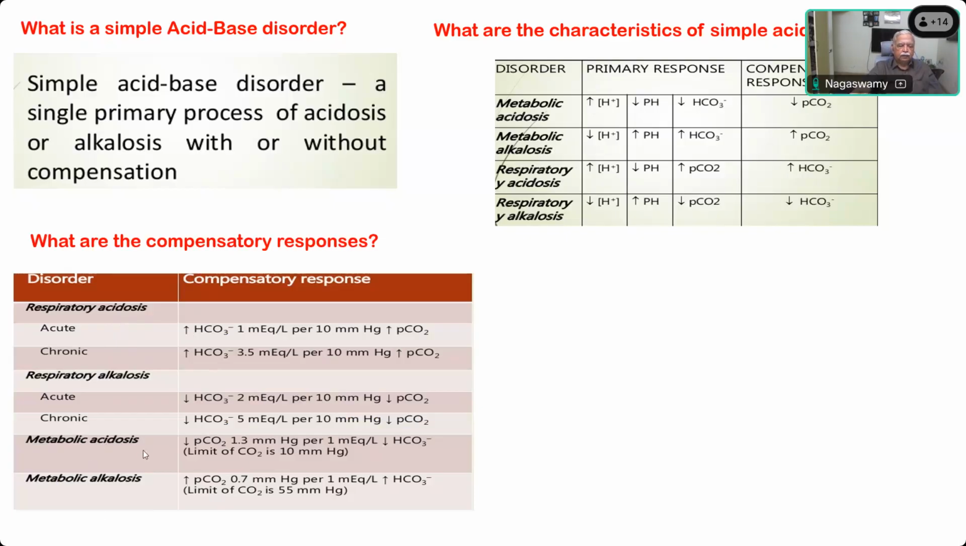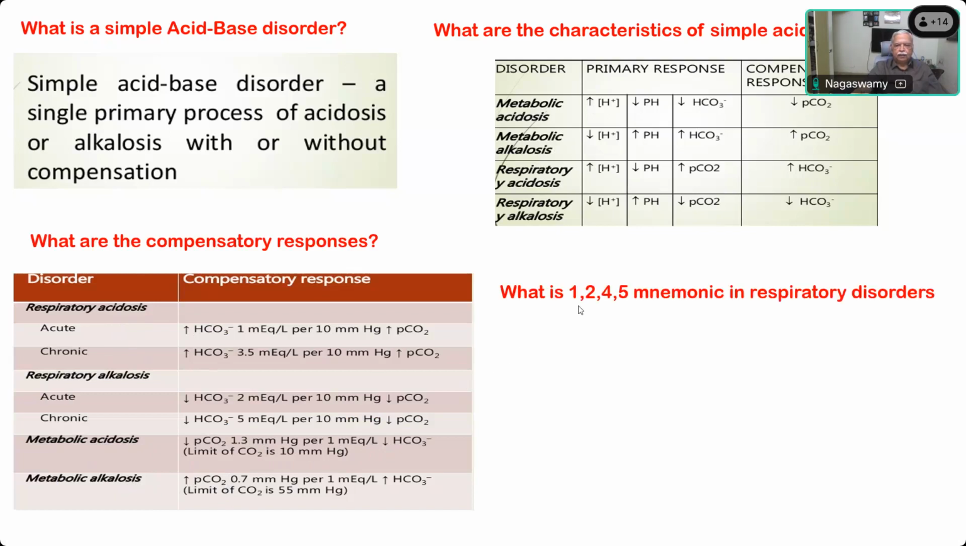And in metabolic acidosis, always the compensation is by carbon dioxide. So in metabolic acidosis, carbon dioxide will be washed out. The patient will be hyperventilating, and they will remove the carbon dioxide. 1.3 mm fall for every decrease of 1 milliequivalent of bicarbonate, with the limit of CO2 being a maximum 10 mm rise. Similarly, in metabolic alkalosis, the PCO2 has to be retained to bring back the pH to normal. So this is the change that will happen.